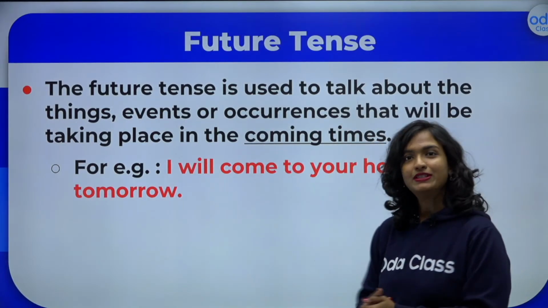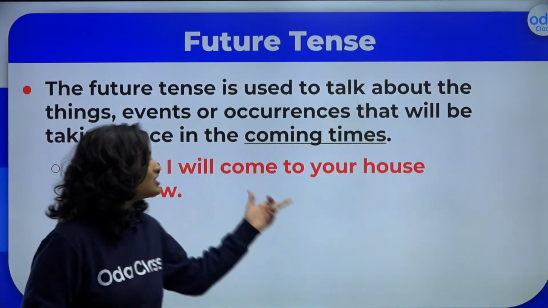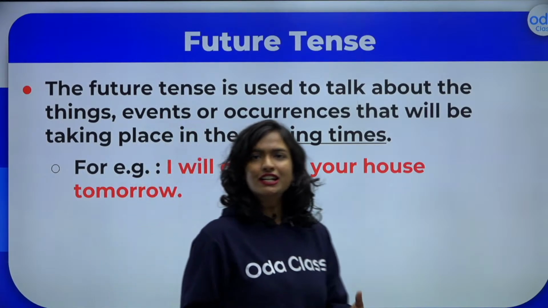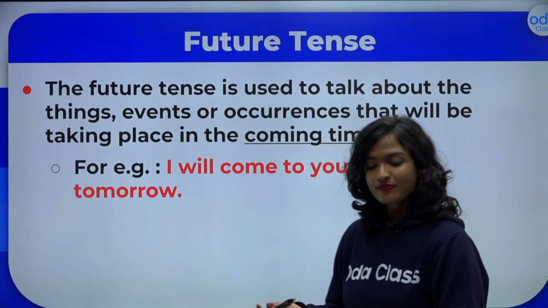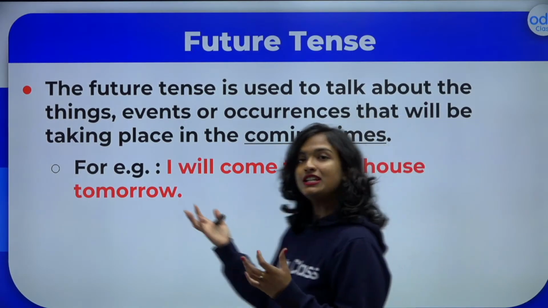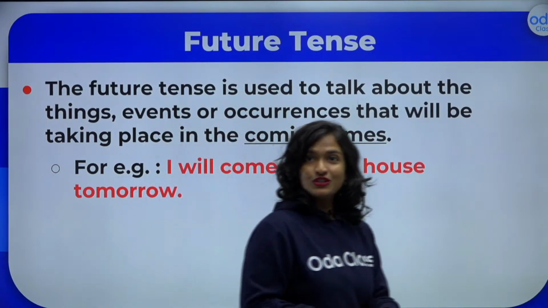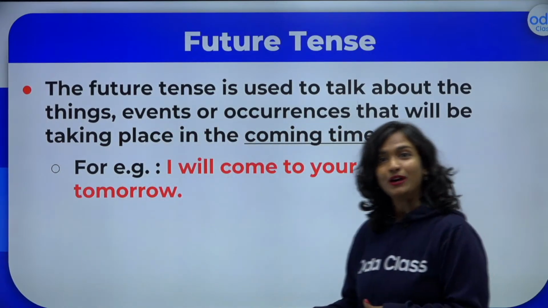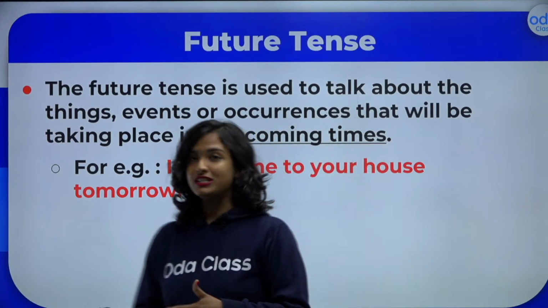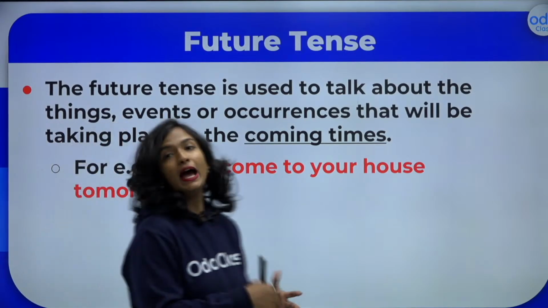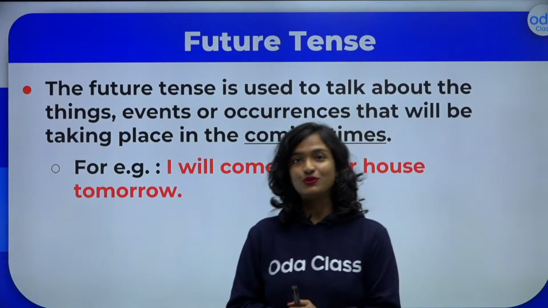So for example, I will come to your house tomorrow. Now this word tomorrow, students, is a very clear and a very obvious indicator that our sentence is in the future tense. Because as we know, right, tomorrow is the day that is going to come after today. So this is something that we don't know anything about. So anything that happens tomorrow is going to be in the future tense. Alright? Anything that happens next month or next year is also going to be in the future tense.